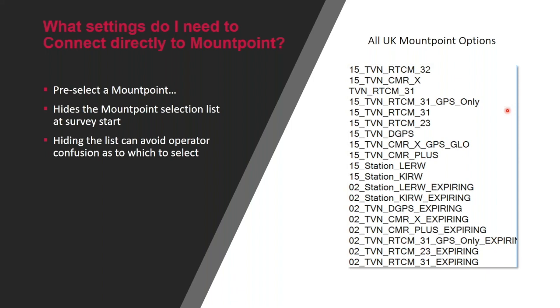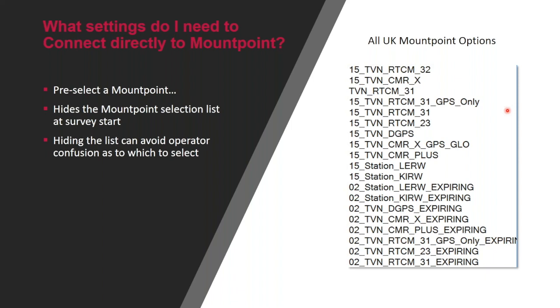So if this list is displayed when you start a VRS survey and this is leading to some confusion to the field user as to what to pick, then it is possible to change the GNSS contact settings so that a single MountPoint is pre-selected and the user doesn't see this list at all. So as per the previous question, it's really a question of flexibility versus ease of use.